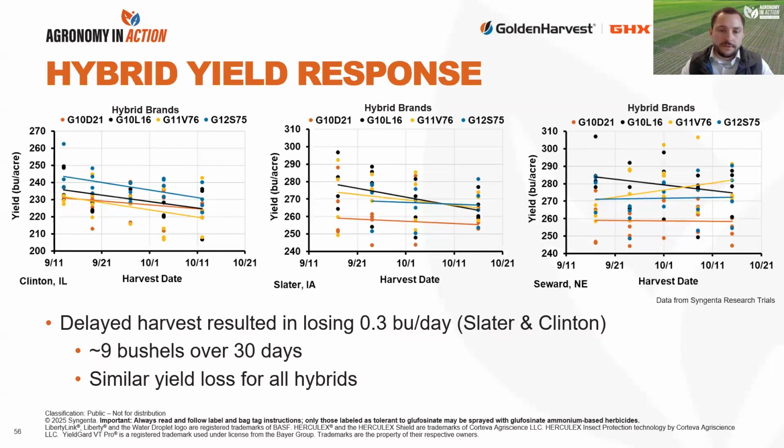One, it's fair to say that we lose bushels as harvest gets delayed. You see it, we see it, and in this study we saw approximately a 9 bushel loss over a 30-day window. We also saw similar yield losses across hybrids, but there can be a little bit of variance across hybrids.